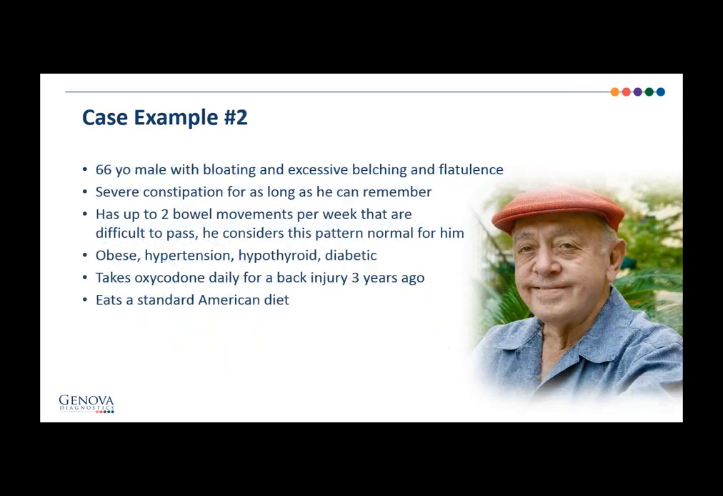We have another case here with a 66-year-old male who has bloating and excessive belching and flatulence. He's had severe constipation for as long as he can remember, has up to 2 bowel movements per week that are difficult to pass, but he considers this pattern normal for him.